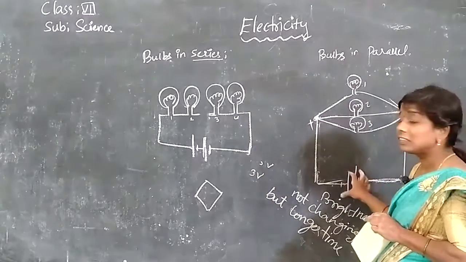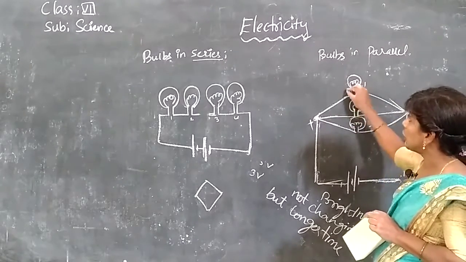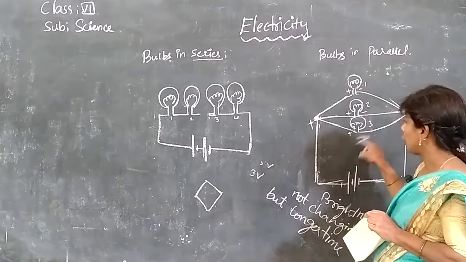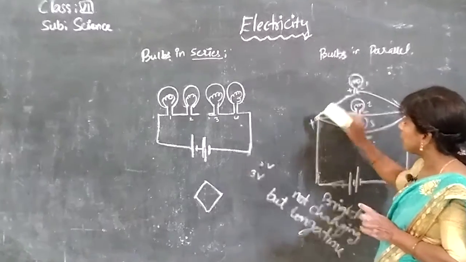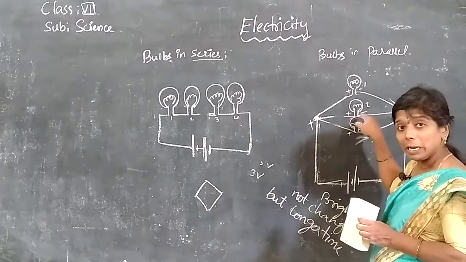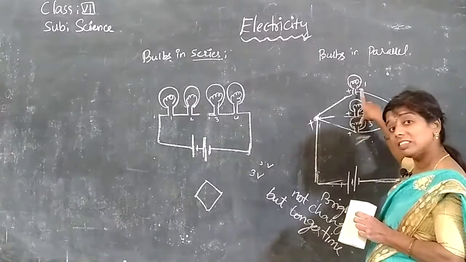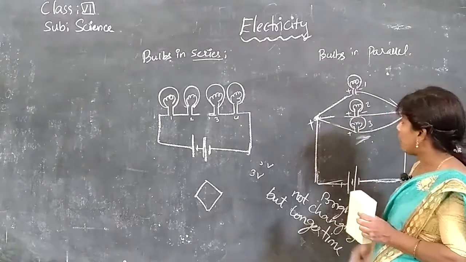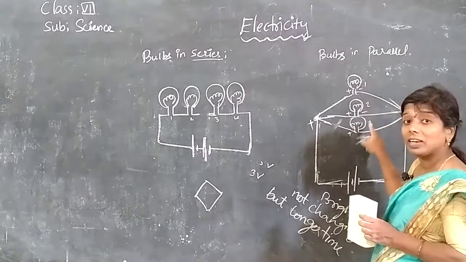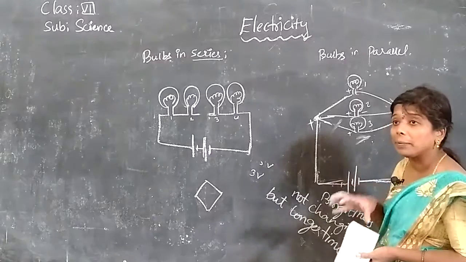And the charges: for this bulb, positive charge coming, negative, positive, negative. Suppose here there is a break, this bulb will not work, but the remaining two work. Suppose here there is any break, these two will work, the third will not work. Are you getting it?